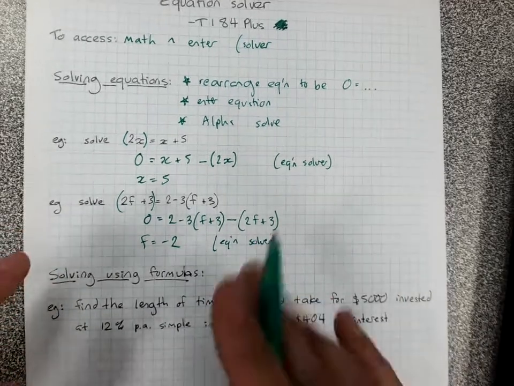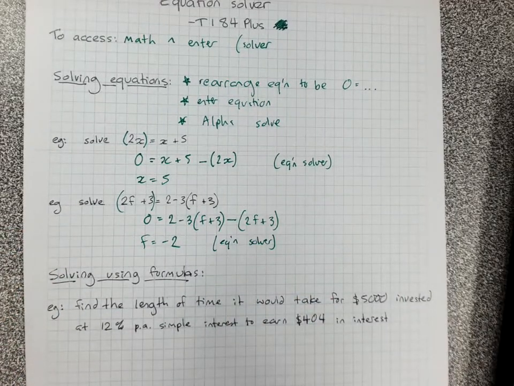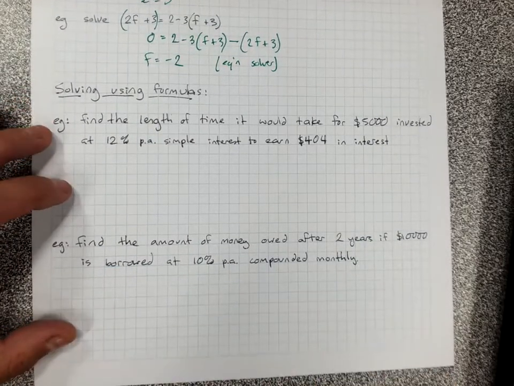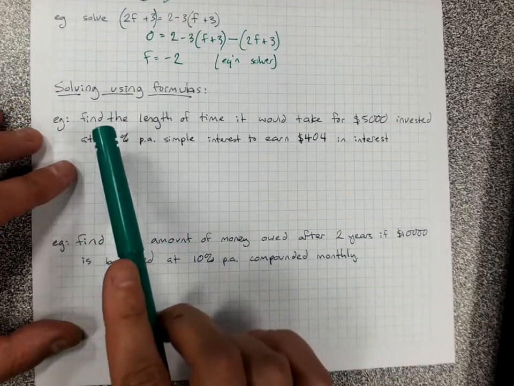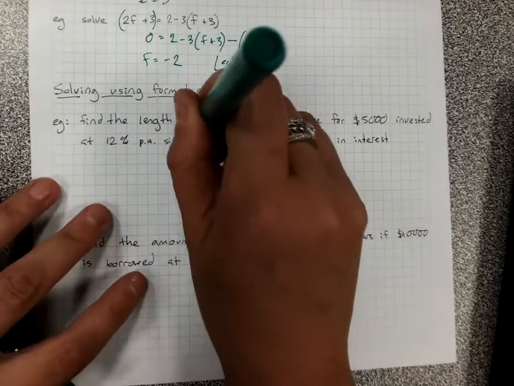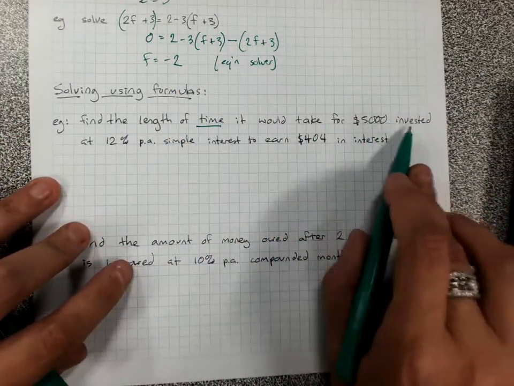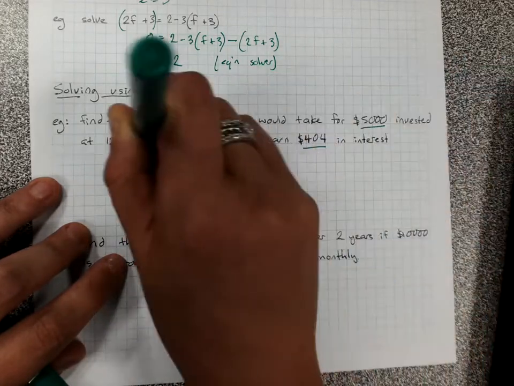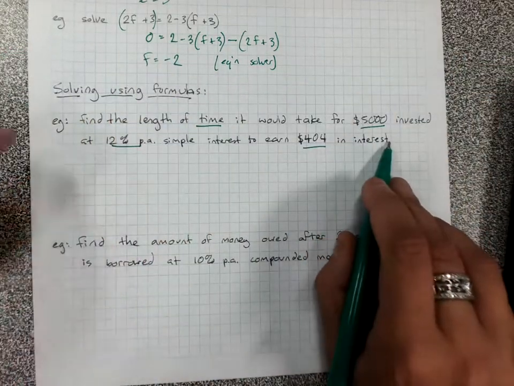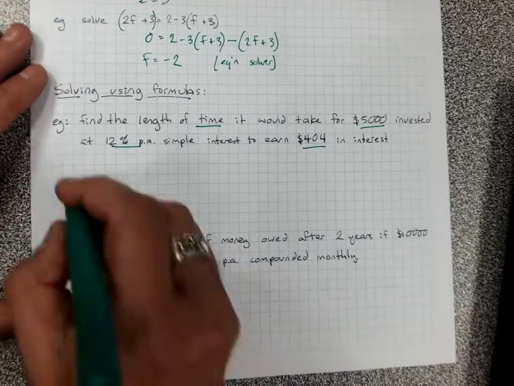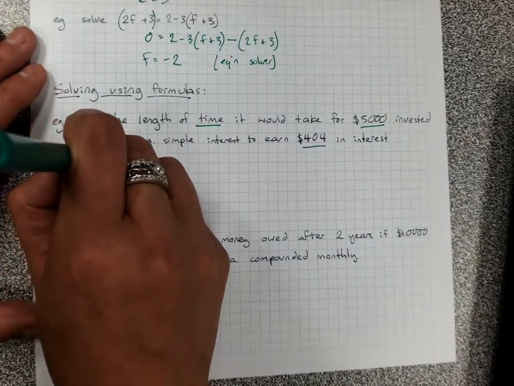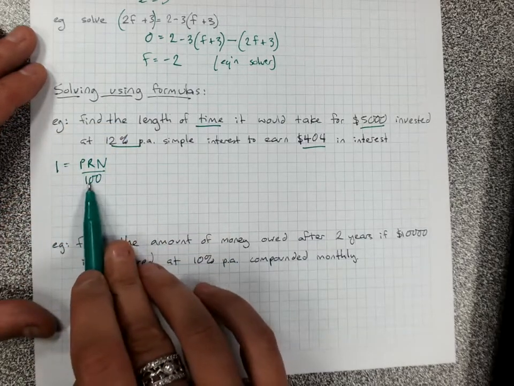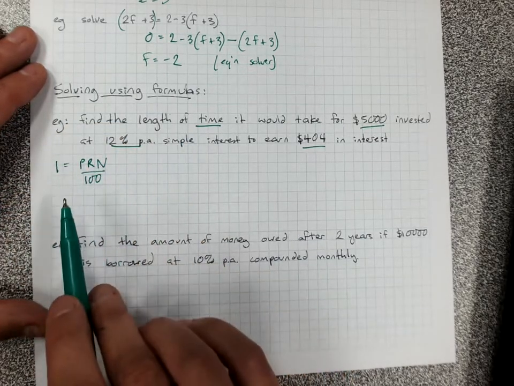Now usually it's just easier to solve the equations. Where this really comes in handy is solving problems with formulas. So for example, find the length of time it would take for $5,000 invested at 12% per annum simple interest to earn $404 in interest. So that's the simple interest formula, I equals PRN over 100.